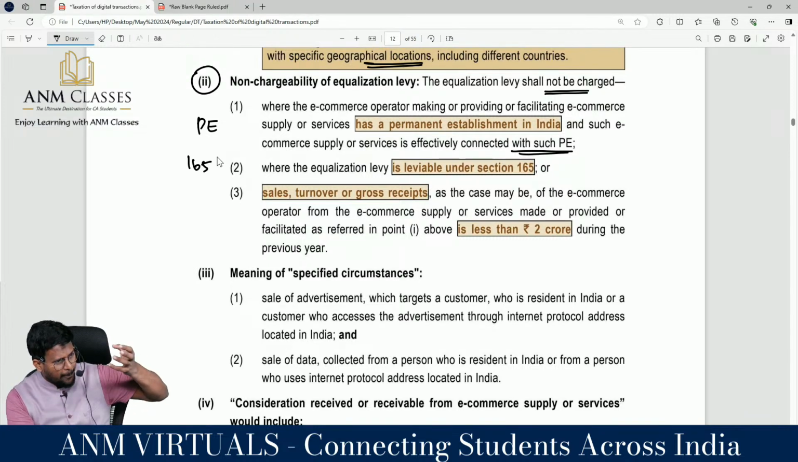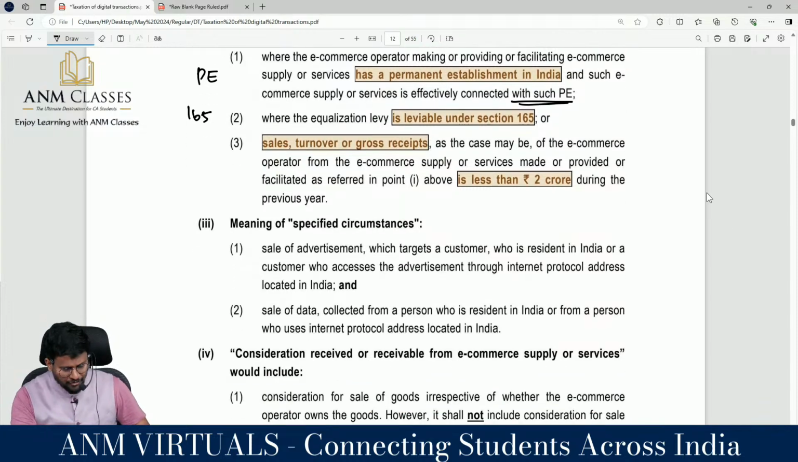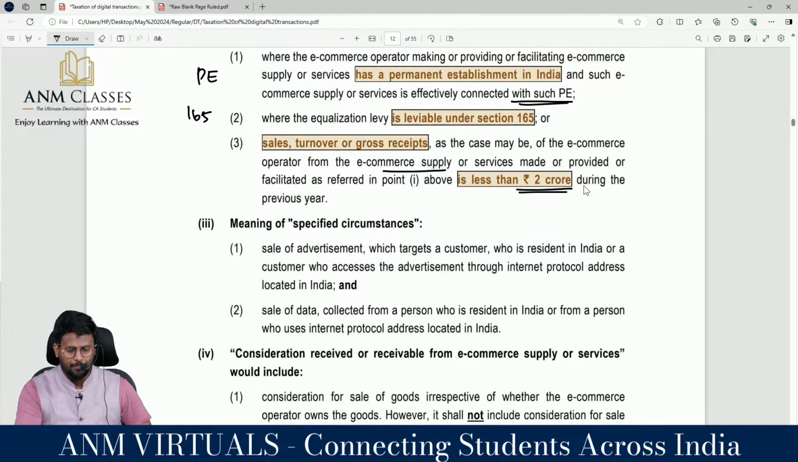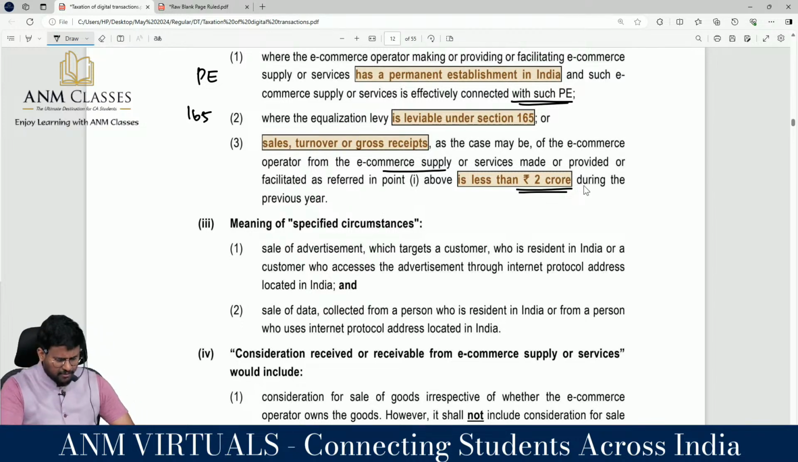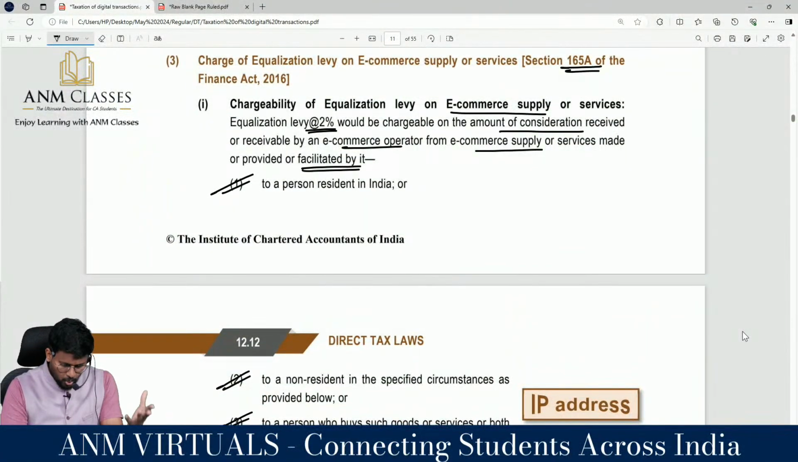So if 165A is to apply, the sales turnover or gross receipts of the e-commerce operator from the e-commerce supply or service made, provided or facilitated as referred to in point number 1 should not be less than how many crore during the previous year. That means, my dear lovable students, the total turnover of what I sell through the e-commerce operator, if it is below that many crores, then you need not deduct the 2%. So we are talking about 165A, which has its applicability.